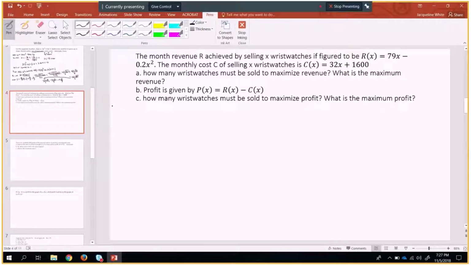We have the monthly revenue achieved by selling x wristwatches is figured to be R of x equal to 79x minus 0.2x squared. The monthly cost C of selling x wristwatches is C of x equal to 32x plus 1600. How many wristwatches must be sold to maximize revenue? And what is the maximum revenue?